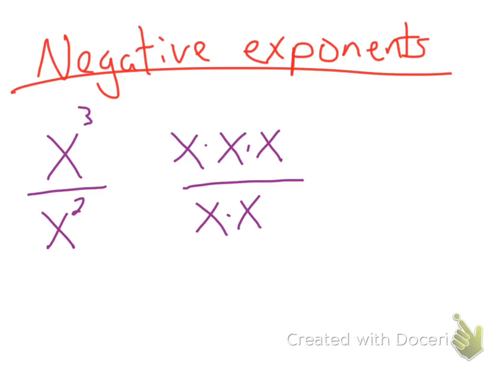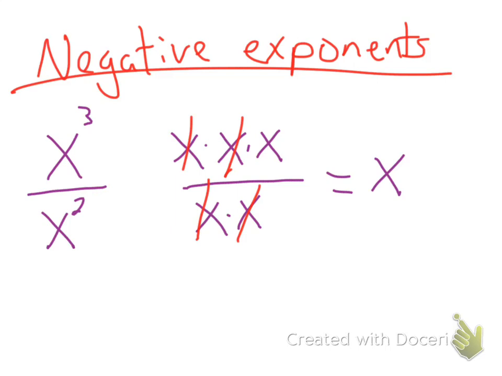So now what I can do here is cancel things out. X over x reduces down to 1. X over x reduces down to 1. I am left with 1x in the numerator, which is x to the first power. We do not need to write the first power.